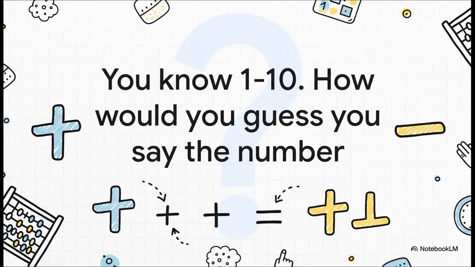So this brings us to the really crucial point. We've established that Mandarin numbers are a logical system, right? You know the character for 10 is shi, and you know the character for 1 is yi. So I'm going to leave you with a question. Based on that logic, how would you guess you say the number 11? The answer to that is the key to everything that comes next.